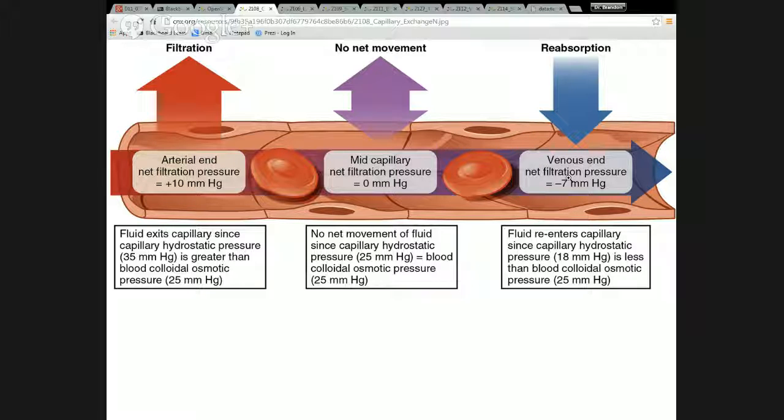Now, the offset isn't exactly the same. There's a higher pressure driving filtration, 10 millimeters of mercury, than there's pressure driving reabsorption, 7 millimeters of mercury. Along with the nutrients and wastes that are moving, also, since all of this is happening in solution, there's going to be water molecules moving. You filter more water out of your blood than you reabsorb at the other end, okay? And that leads us into starting to talk about what the lymphatic system is on Tuesday.